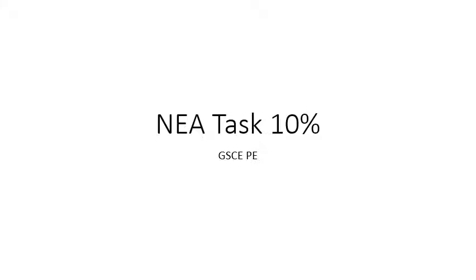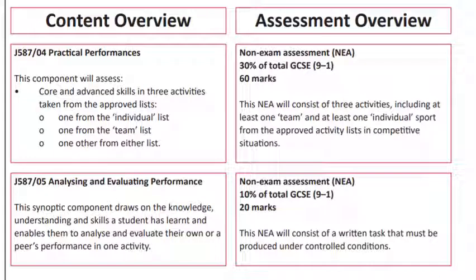Right, hello everyone. We're going to talk through our NEA tasks, the 10% write-up part of our coursework. Now, with our NEA tasks, we can see here in these bottom two boxes that it's marked out of 20 marks and it's 10% of your course. And it's looking for you to draw upon your knowledge and understanding of the skills which you have learned so you can analyse and evaluate your own performance or a friend's performance in a particular sport.